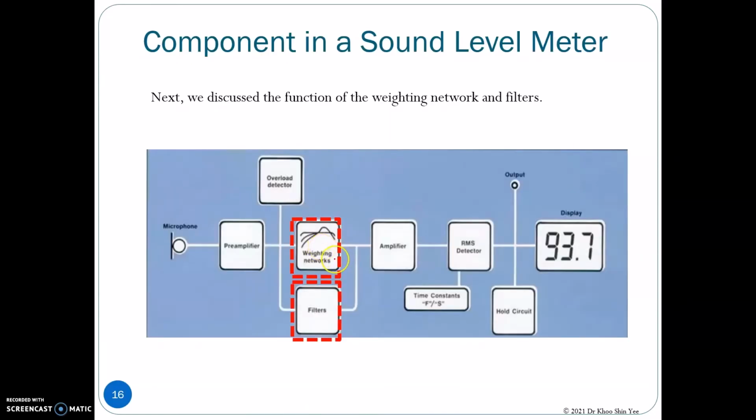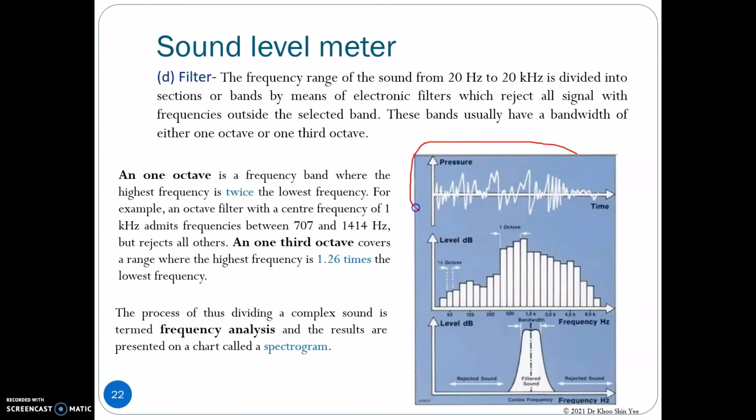We have discussed the weighting networks. Next, we will discuss the filter. A complex sound pressure signal, as shown in this figure, is actually comprised of various frequency components. Previously, we have learned that one octave band consists of 10 bands in the audible sound, which ranges from 20 Hz to 20 kHz. On the other hand, 1/3 octave consists of 30 bands from 20 Hz to 20 kHz.